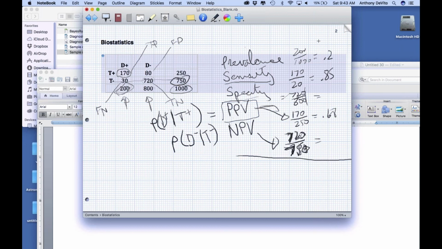Okay, so those are the things that you might come across if we ask you to describe from a table like this the specificity, the probabilities of having the disease, the prevalences, and so on and so forth. Those are the kind of questions that you might come across in a test. Okay, so now there's another way we could look at this.